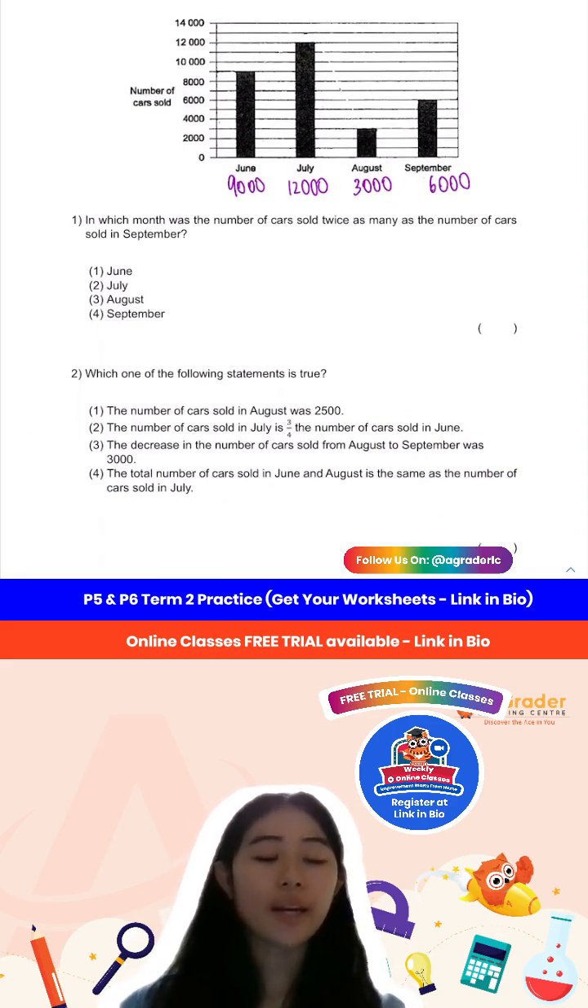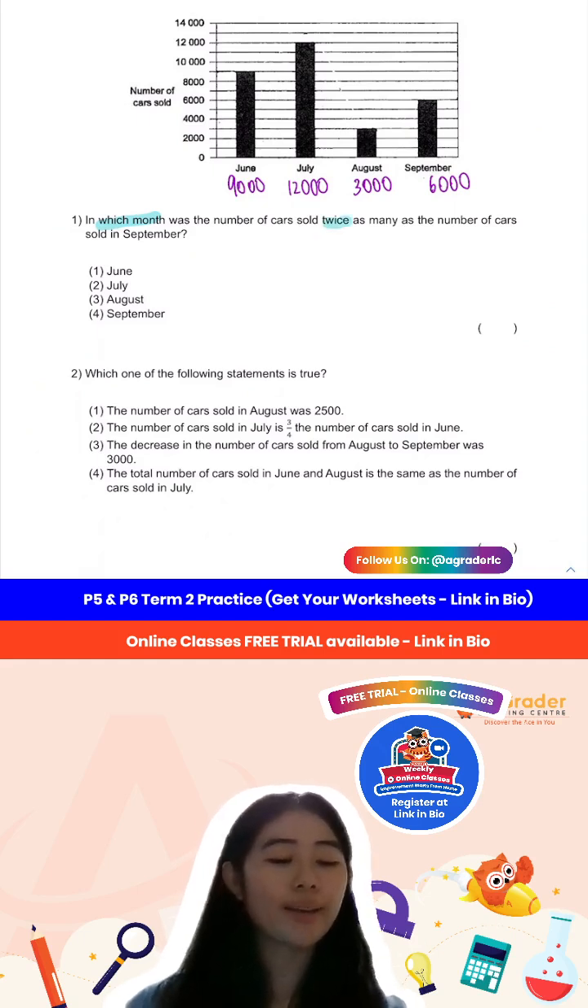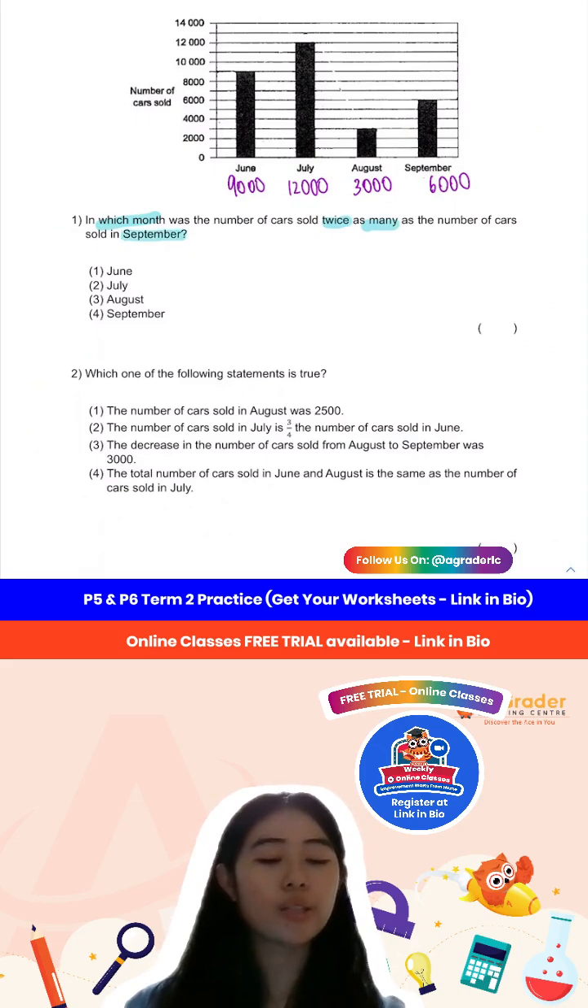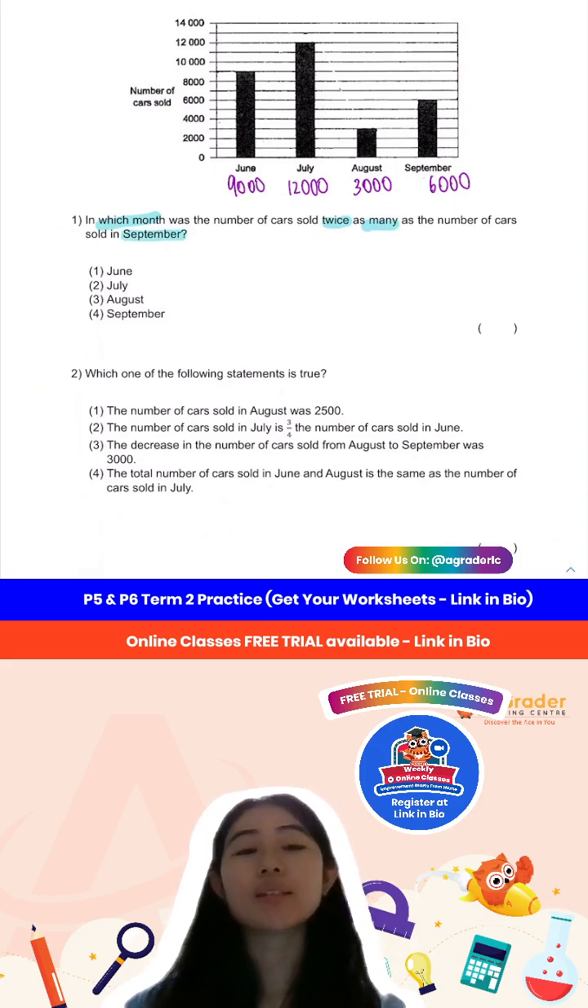So for question 1, they ask you, which month was the number of cars sold twice as many as the cars sold in September? Let me know your answers in the chat. Hong, are you sure? You might want to read the question carefully. Okay, another 10 more seconds. Send in your answers.